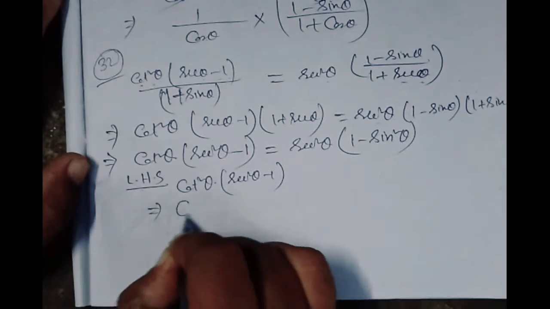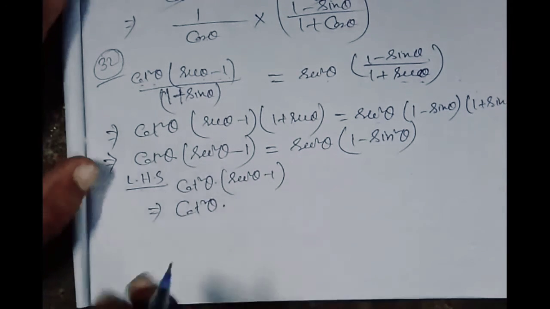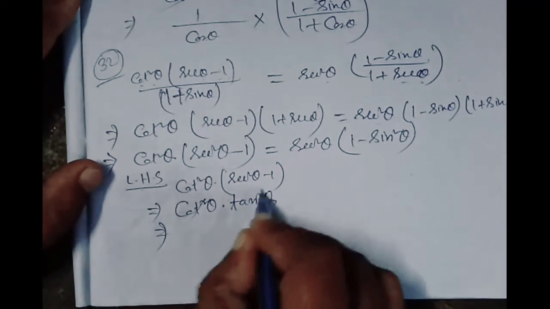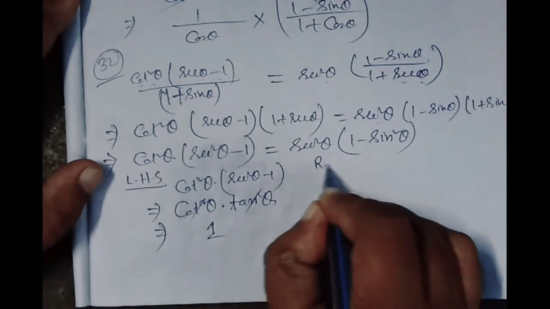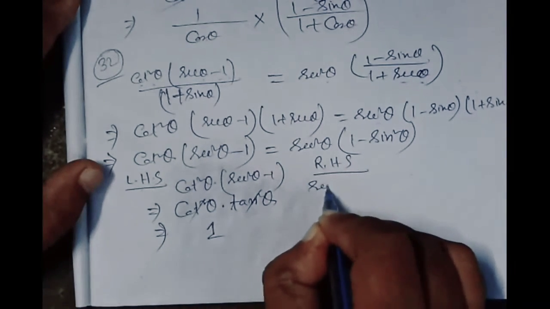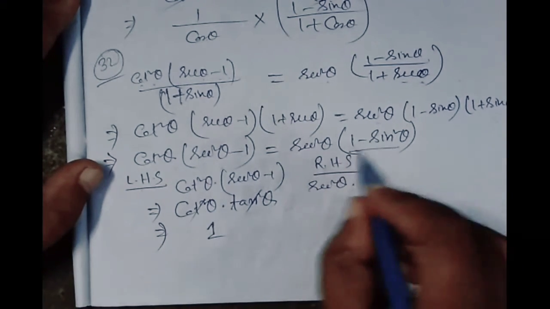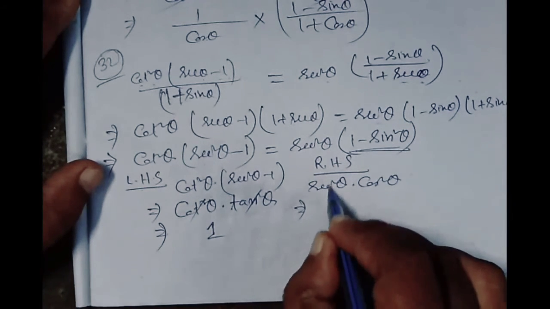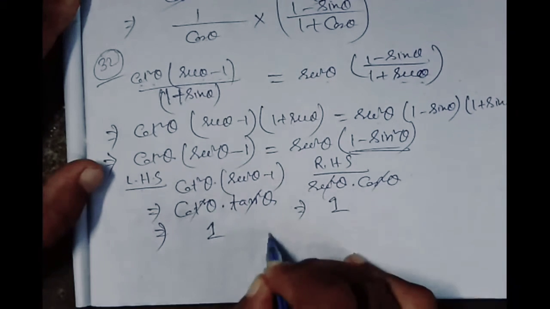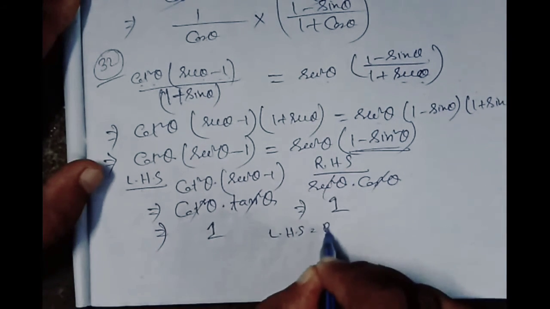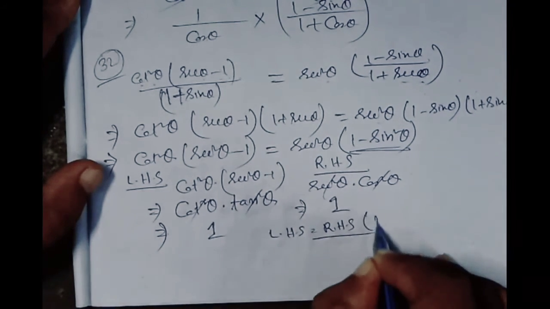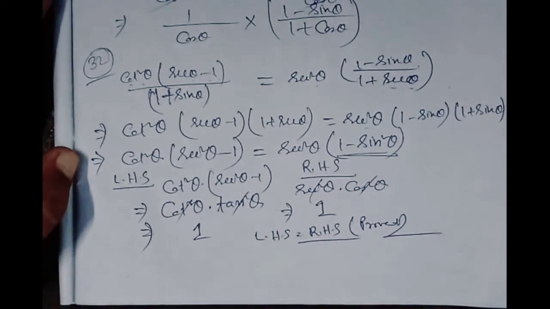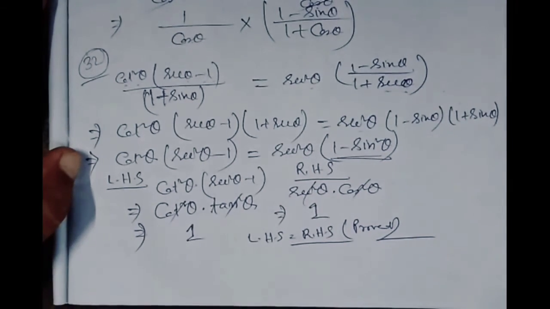Now take the LHS, cot square theta into sec square theta minus 1. That equals cot square theta into tan square theta, that is equal to 1. Now take the RHS, sec square theta into 1 minus sin square theta, meaning cos square theta, so this can be cancelled out, that is equal to 1. So we get LHS equal to RHS, proved. This is a very shortcut method, no long method needed.